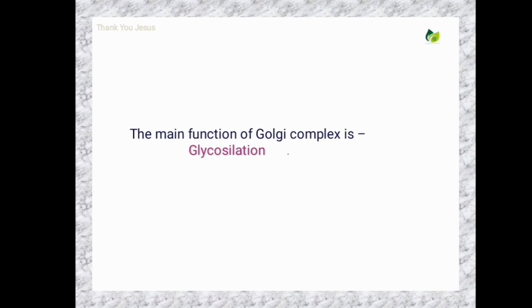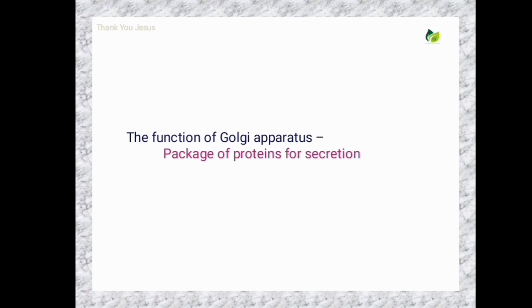Next question. The main function of Golgi complex is? Answer is glycosylation. Glycosylation is the controlled enzymatic modification of an organic molecule, especially protein, by adding sugar molecules. It is an enzymatic modification of proteins by the addition of sugar molecules, which is performed by the Golgi complex.